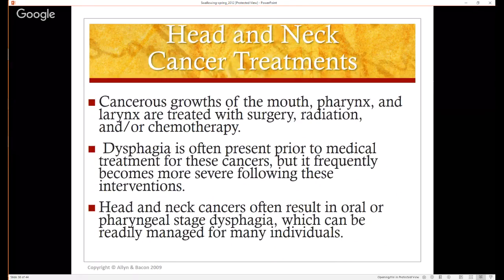Head and neck cancer treatments. Cancerous growths of the mouth, pharynx, and larynx are treated with surgery, radiation, and/or chemotherapy. Dysphagia is often present prior to medical treatment for these cancers, but it frequently becomes more severe following these interventions. Head and neck cancers often result in oral or pharyngeal stage dysphagia, which can be readily managed for many individuals.